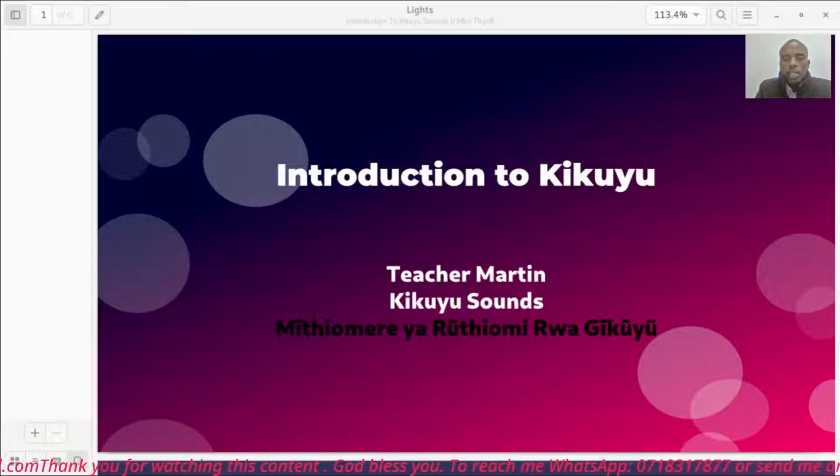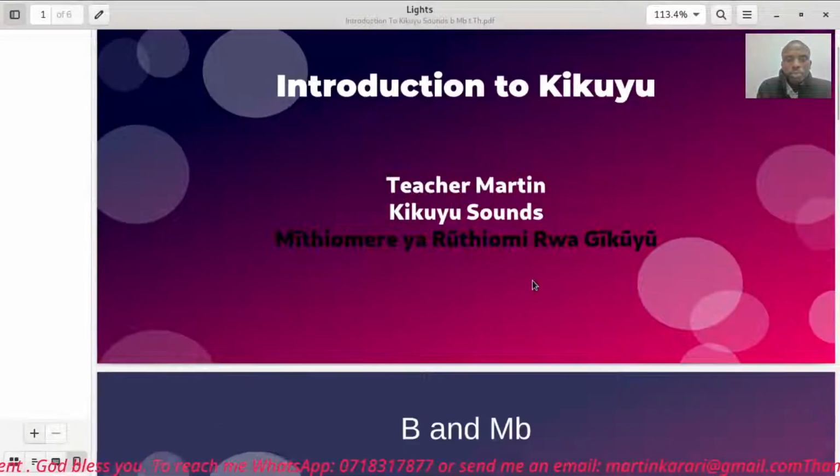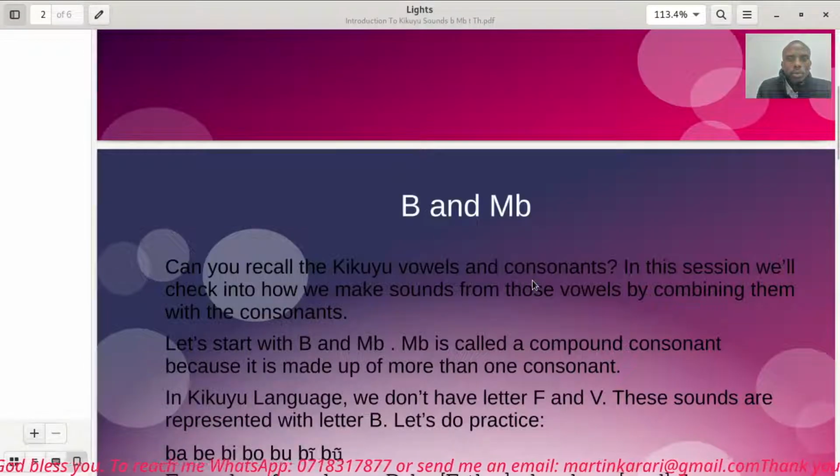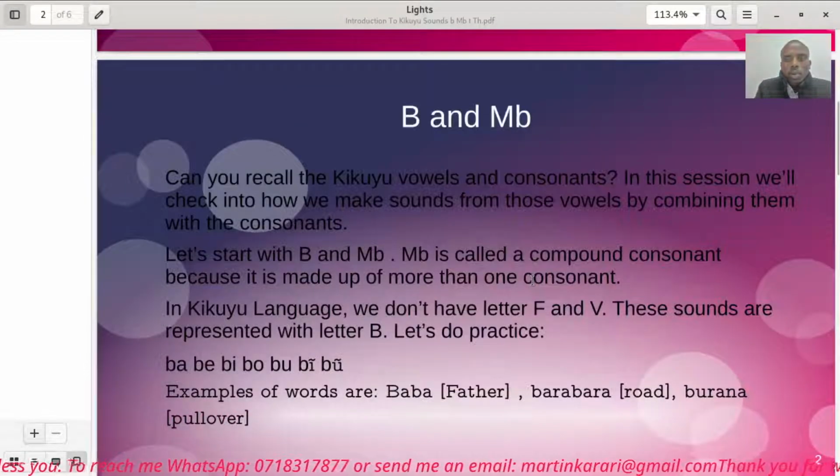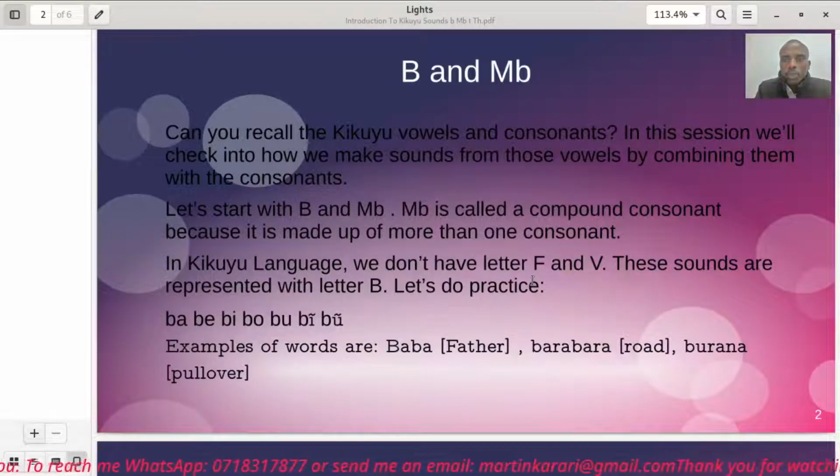And today we are just going to shake into Kikuyu sounds. And to say that in Kikuyu is Mediomere ya rudhiomi rwa Gikuyu. We are going to start with two sounds. One that replaces fa and va and ba.